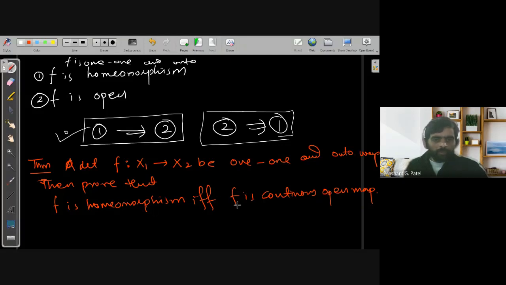One part we have already proved in the previous lecture. That means if f is a homeomorphism, then we know that f is continuous and it is an open map. We already proved that in the previous statement. So let us try to give the proof, that if f is a homeomorphism then it is open, and the converse also.